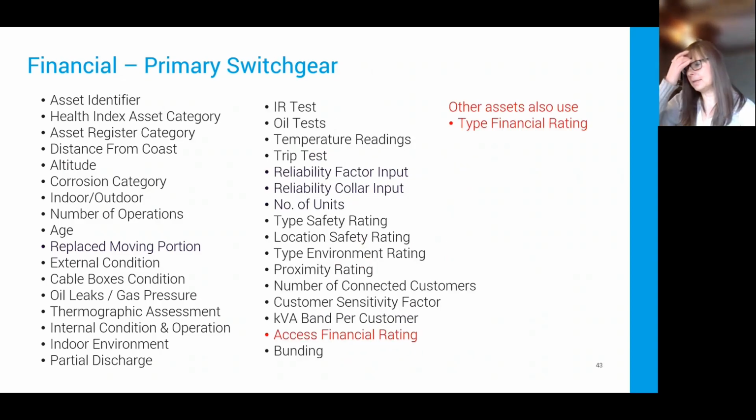And then for financial, it's generic that we look at two things. So access financial rating relates to whether that asset is immediately accessible or whether it's in, say, a building or underground or something like that. And that will have an impact on the cost. And then we look at the type, and the type is normally related to the size of the asset. So that's used for things like transformers. So different size transformers have different financial costs with regard to replacement if they fail.